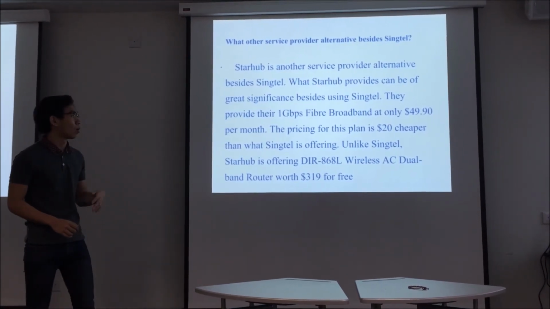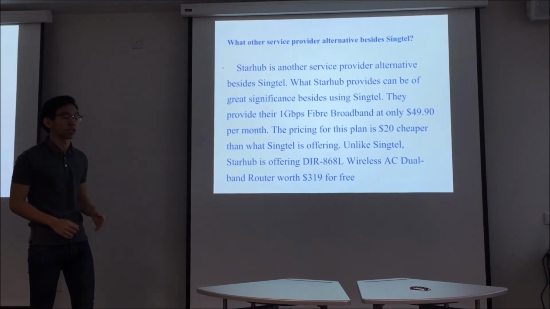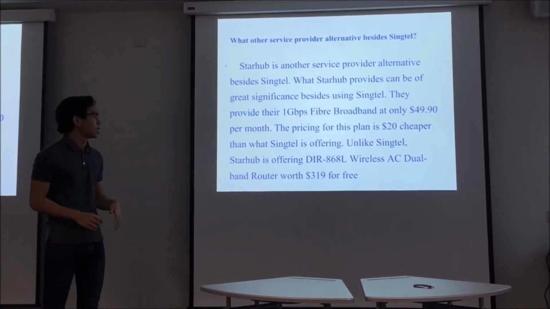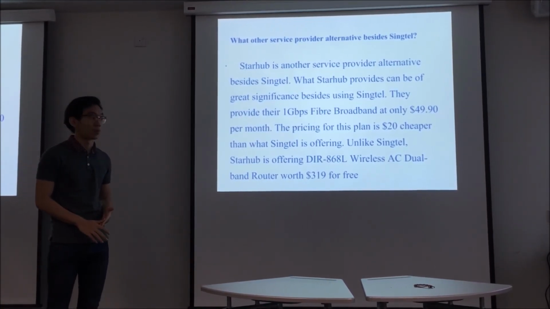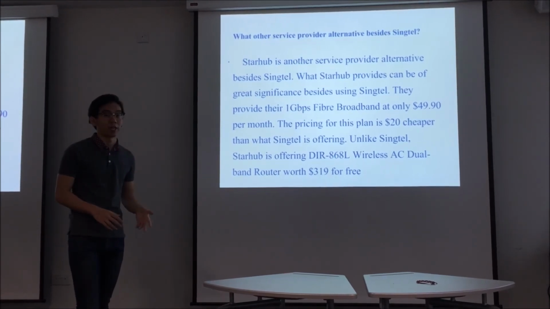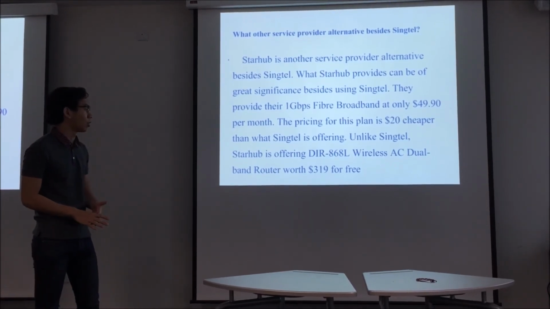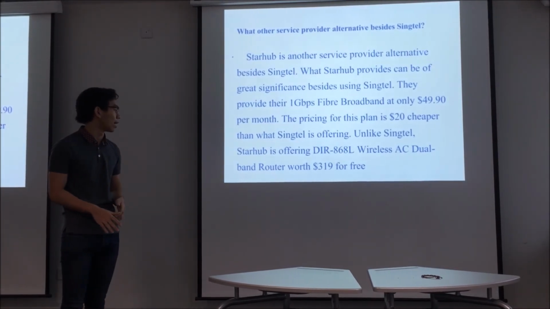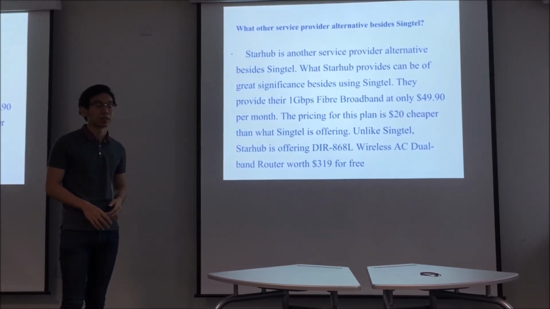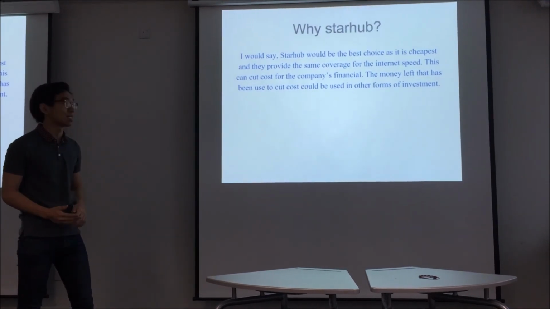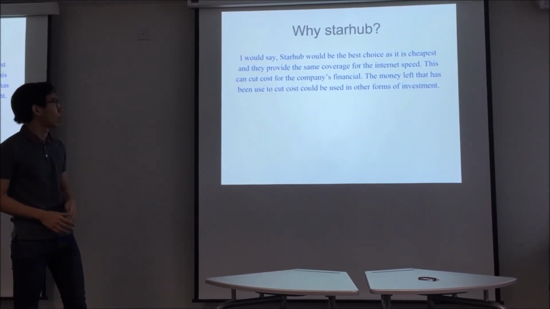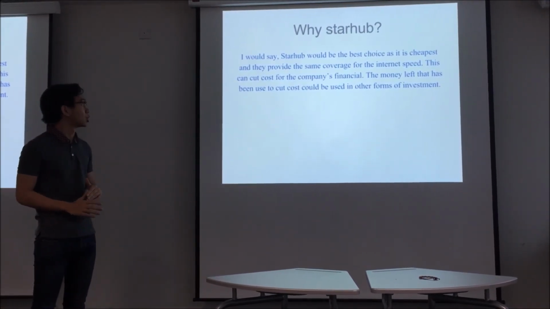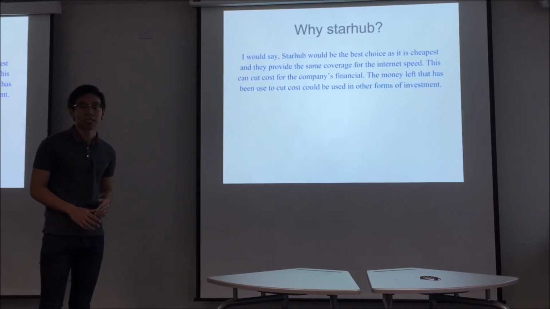They provide their 1 Gbps fiber broadband at only $49.90 per month. The pricing of this plan is $20 cheaper than what Singtel is offering. And unlike Singtel, StarHub is offering a DIR868L wireless AC dual band router worth $319 for free. So you might wonder why StarHub? I would say StarHub would be one of the best choices as it is cheaper and they provide the same coverage for the internet speed.